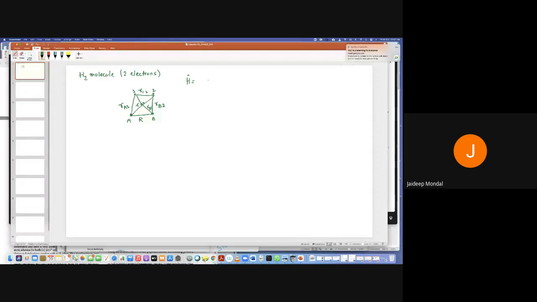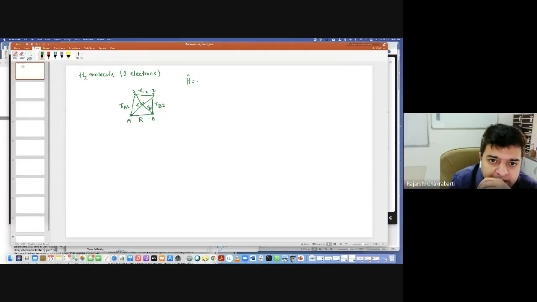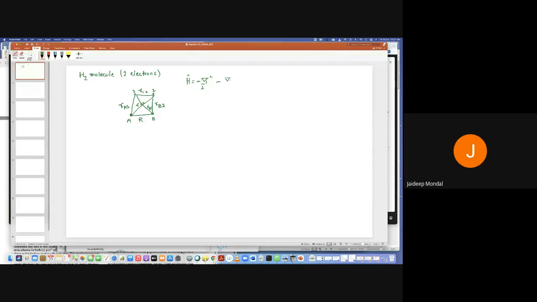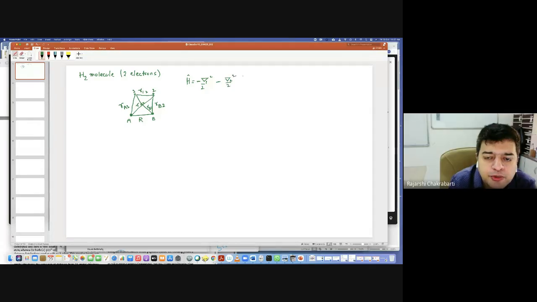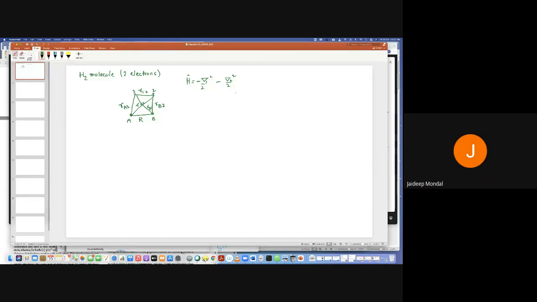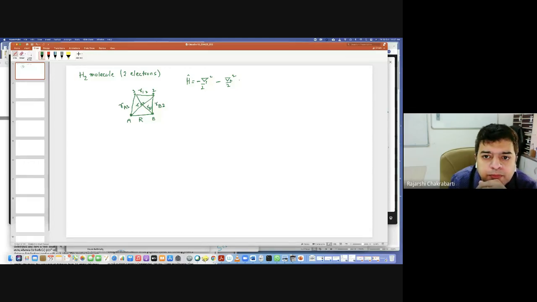So minus 1/2 del 1 squared, for electron 1. Yeah, right. So the first term is this, you have electron 1, this is how it is, isn't it? Then minus 1/2 del 2 squared for electron 2. What else? So the attraction parts are nucleus to electron.